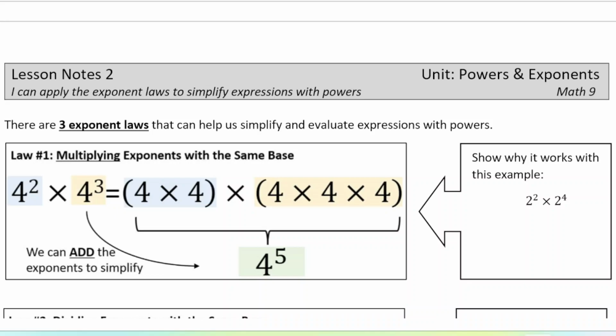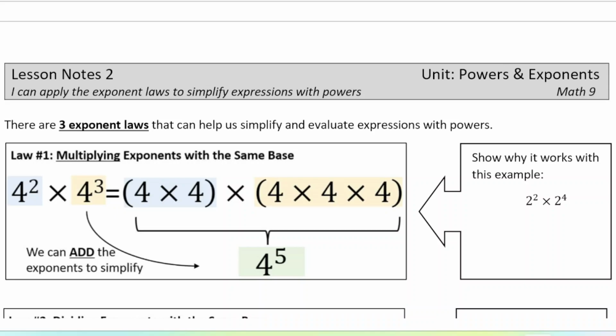Right, so this is lesson 2 in the Powers and Exponents unit of Math 9, and today we're looking at 3 exponent laws that can help us simplify and evaluate different mathematical expressions that have powers in them. Okay, so we're going to go through the 3 laws and then we're going to answer some questions. When we go through the 3 laws, I'm going to try and explain why they exist. So it's important to understand why they work and not just memorize them.